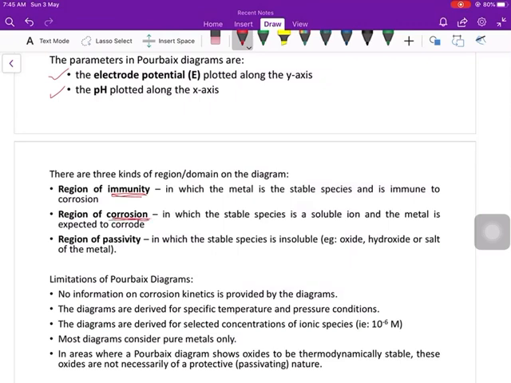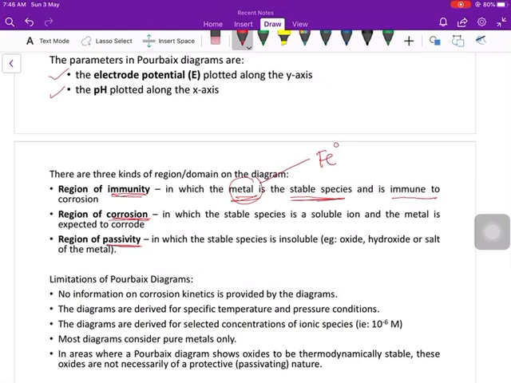One is immunity, next is corrosion, and also passivity. So what is meant by immunity? Immunity means that the most stable species in that region is the metal in the reduced form. For example, ferrum 0 is the most stable species in the form of solid metal. It means that the metal is immune to corrosion.